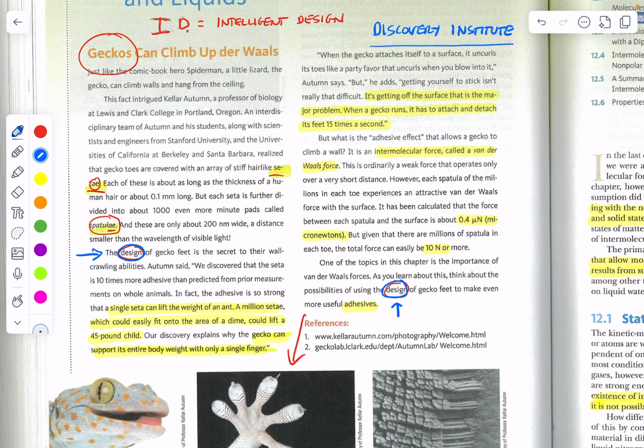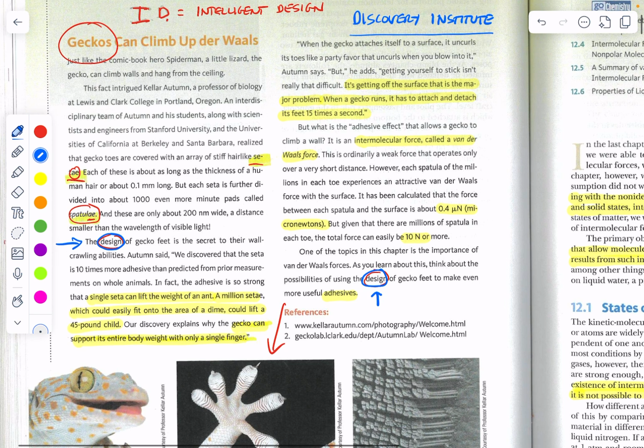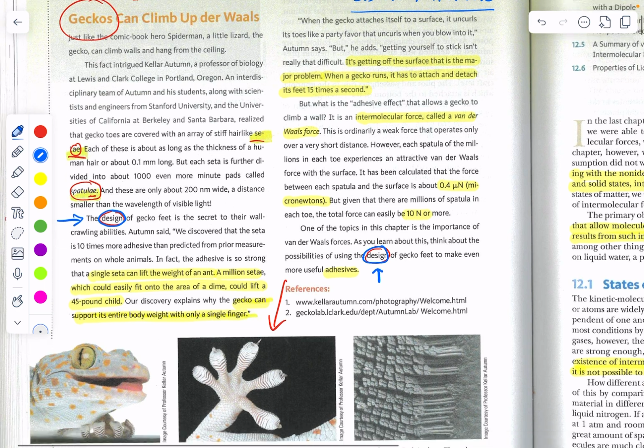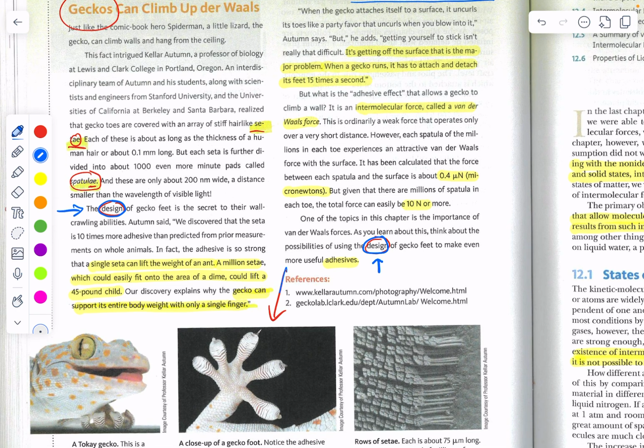All right, let's continue on. The way in which a gecko was able to do that is because those thousands and thousands of very, very fine hair-like structures that are on the pads of the feet are such that they can have very, very close, intimate connection at the molecular level with the molecules that make up the surface that they're walking across.